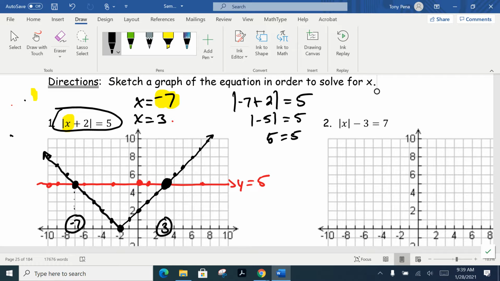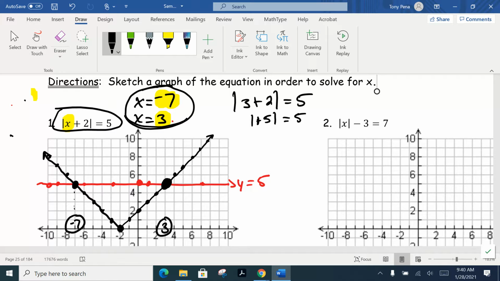If we took now the x value of 3 and plugged that in, this one's a little more obvious, because isn't 3 plus 2 a 5? So now I get the absolute value of a +5, and that would equal +5. That proves that these intersection points are one way we can actually figure out the solution to this equation.